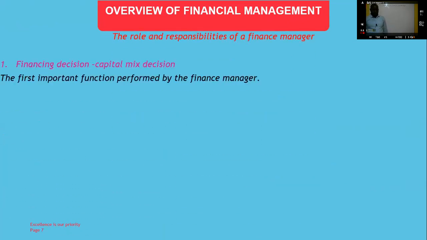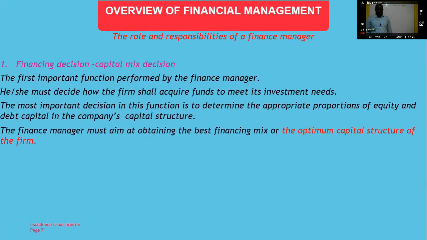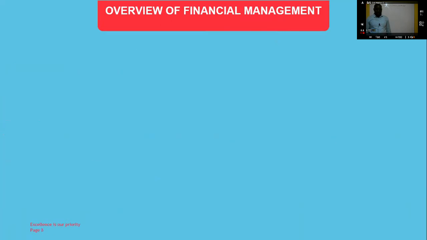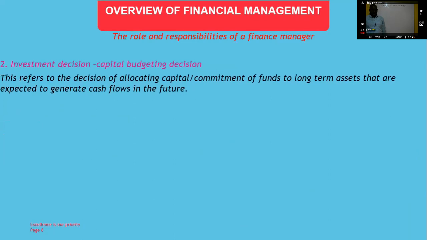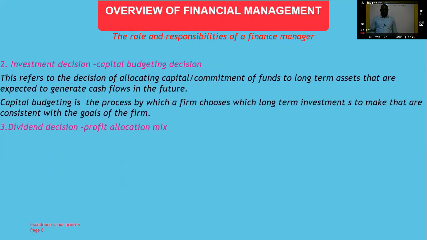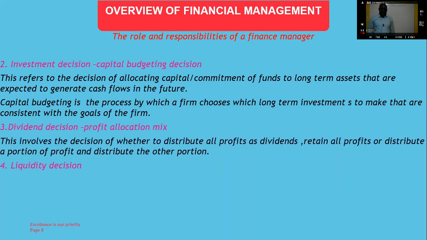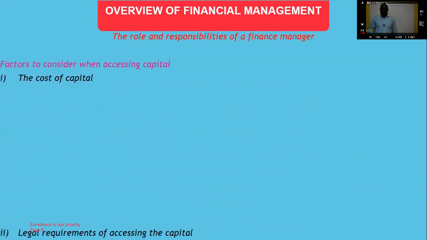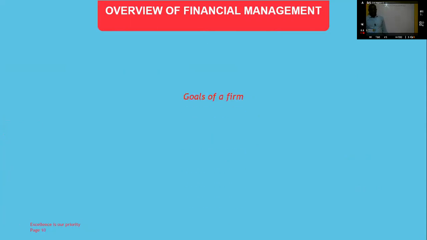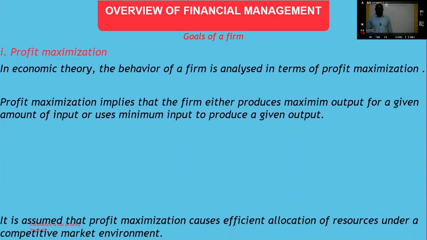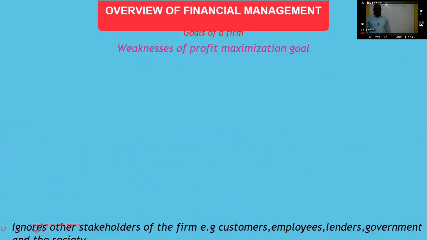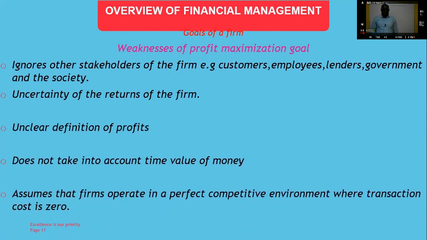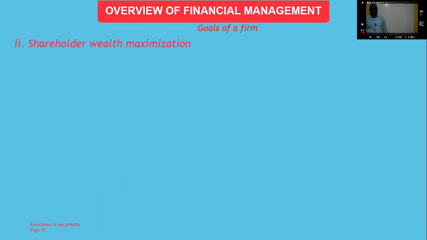We had the financing decision, the investment decision or capital budgeting decision, the dividend decision or profit allocation mix, and the liquidity decision. And finally, we have looked at the goals of a firm. And in the goals of a firm, we have talked about profit maximization as one of the goals. We've talked about shareholder wealth maximization as the next goal.